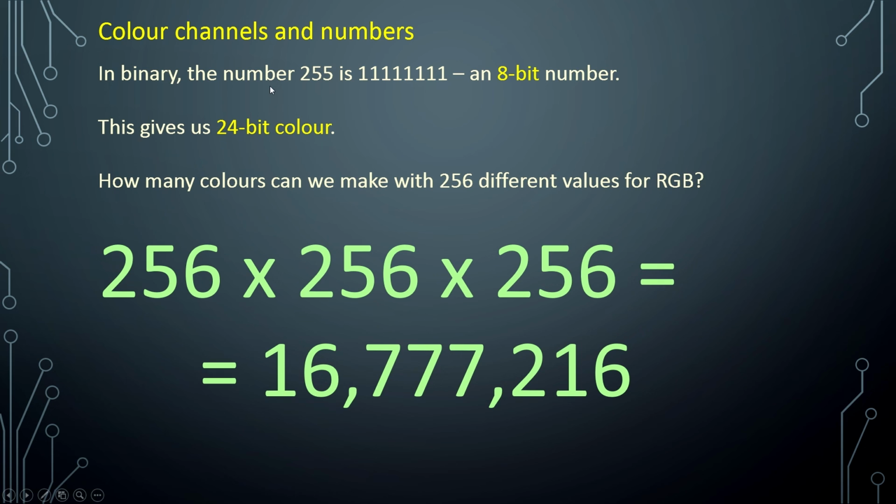Now in binary, the number 255 is 8 ones, so it's an 8-bit number, it's the largest 8-bit number. And this gives us what we call 24-bit colour, because we've got 8 for the red channel, 8 for the green and 8 for the blue. So in order to see how many colours we can make with the 256 different values for red and green and blue, we multiply them, which gives us 16,777,216 colours. So we usually say about 16.7 million.